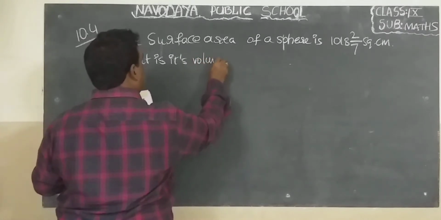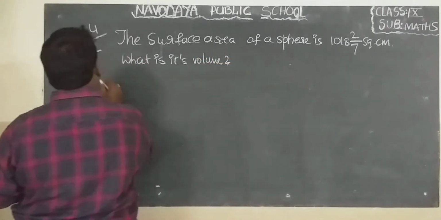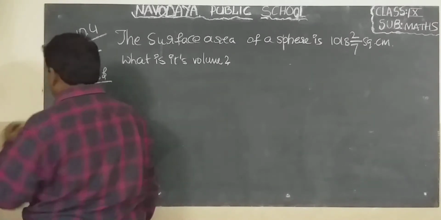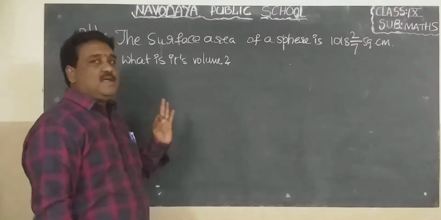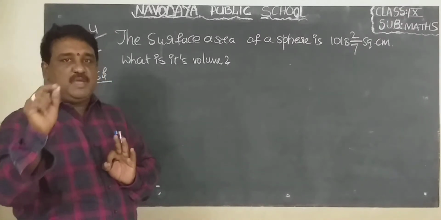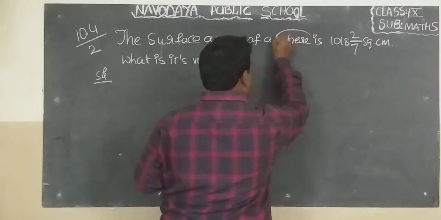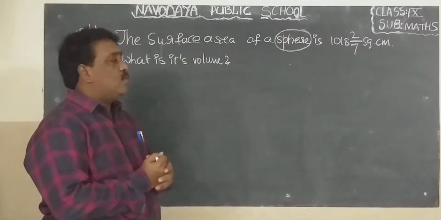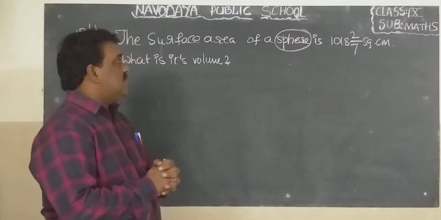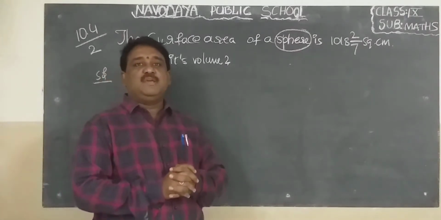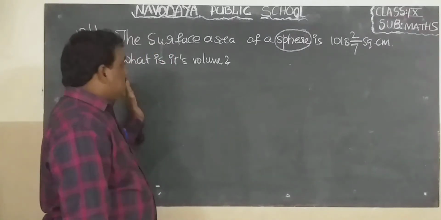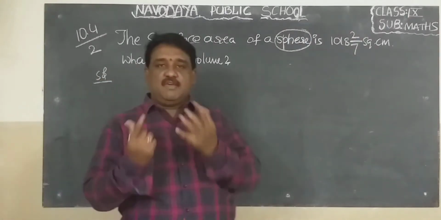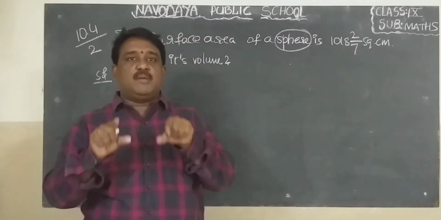So write down the problem first, then read the problem 2 or 3 times. Then it is clear to you what to do in the problem. So what is given? The surface area of a sphere. So the problem is about a sphere, very clear. The surface area of a sphere is 1018 2 by 7 square centimeters, a mixed fraction. What is its volume? So surface area is given. We need to find out the volume of the sphere.